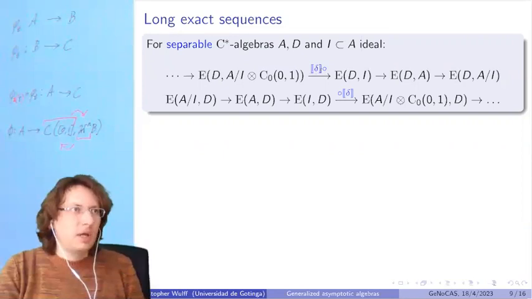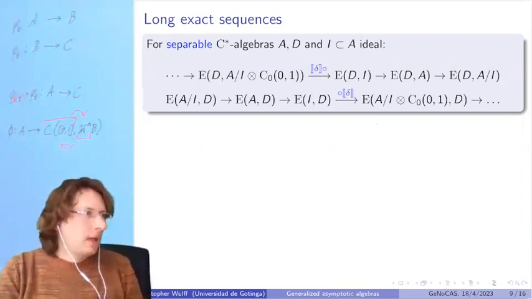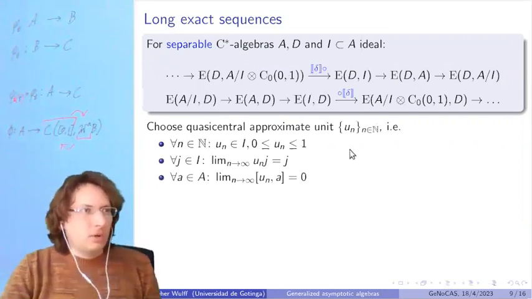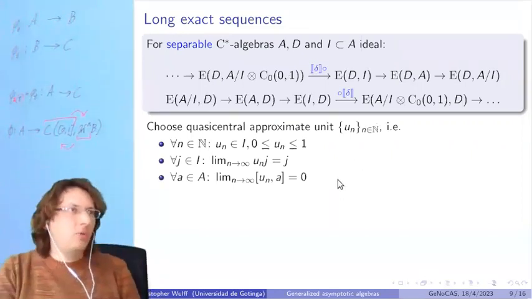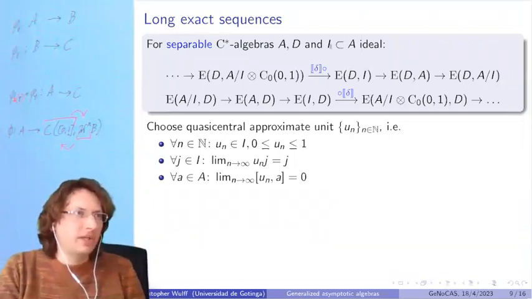These boundary maps are actually given by a composition product with another E-theory element. And this E-theory element can be directly written down. It's essentially given by an asymptotic morphism. And it's defined in the following way. Namely, we first choose a quasi-central approximate unit of the ideal I in A.